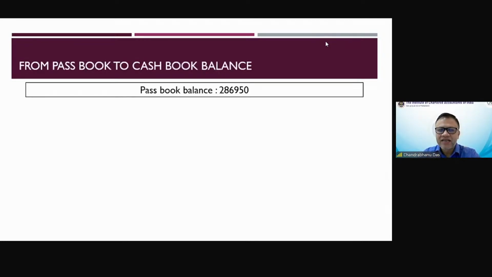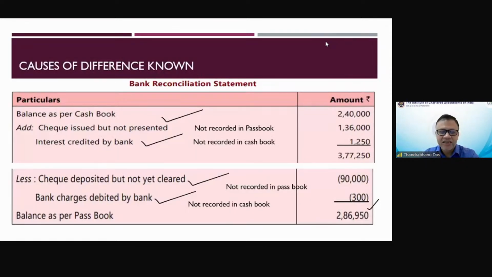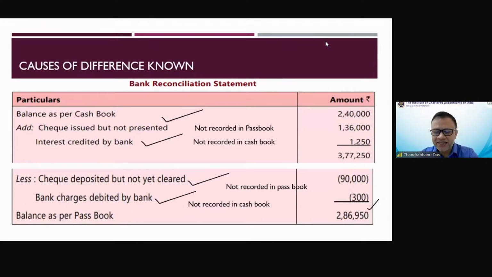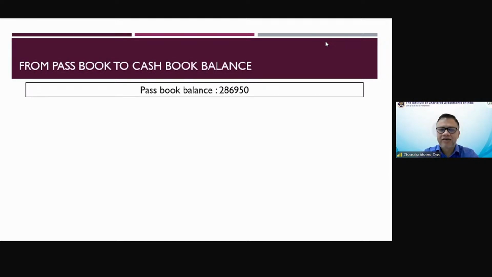Now, if I start from passbook, I want to ask you a question. When I start from passbook, you can take a screenshot of this, or if you ask me, I will pause for a while for the screenshot. Now you have the passbook balance. Now I will add in the passbook balance. So what should I add in the passbook balance?